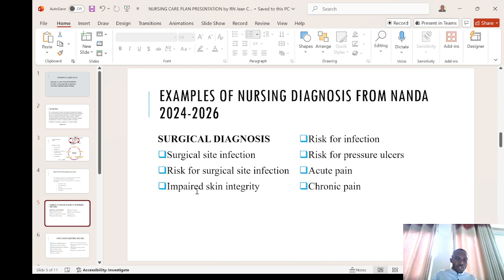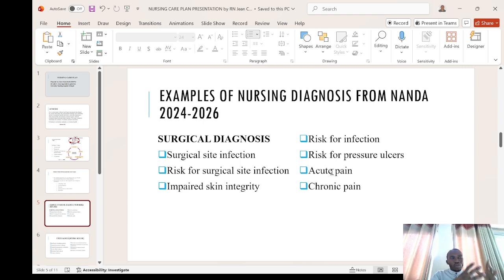There is impaired skin integrity, where you are going to dress the wound and provide education so that the skin integrity will be restored. So this one can also be used. There is risk for infection, and risk for pressure ulcers, like in those who are bedridden for a long period of time, and you will intervene accordingly. Then there is acute pain. When the pain has not lasted 3 to 6 months, it will be called acute pain, and you will address it according to the pain score you've done.